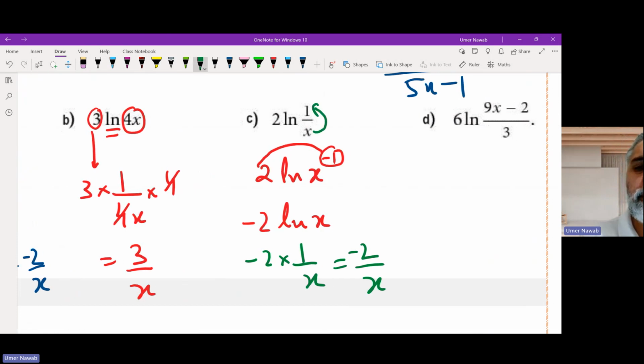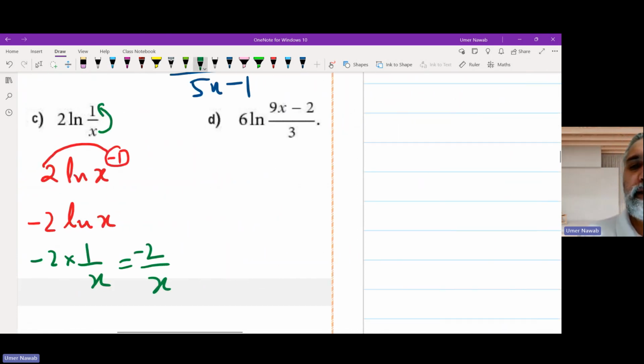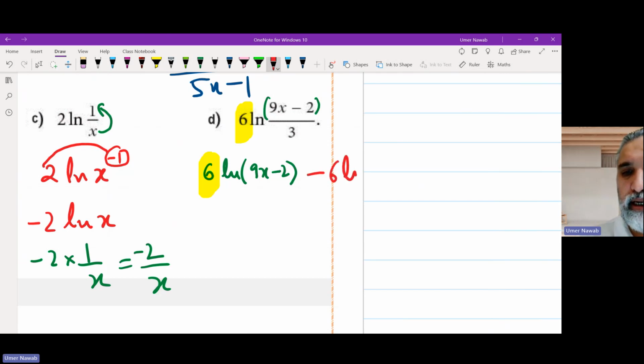So I can say my answer is minus 2 over x. I used the indices properties, okay? In this case, my friends, Mr. Omar is trying to use the ln property. So allow me: 6 ln of 9x minus 2, minus 6. Did you see 6 is multiplying? So 6 ln of 9x minus 2, and then I write minus 6 ln of 3. Got it?